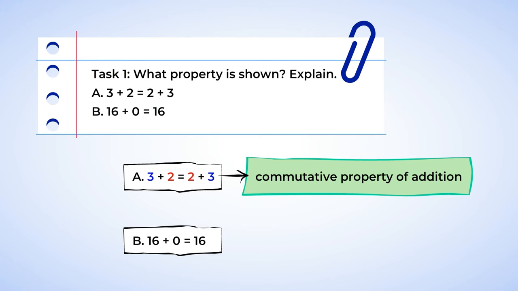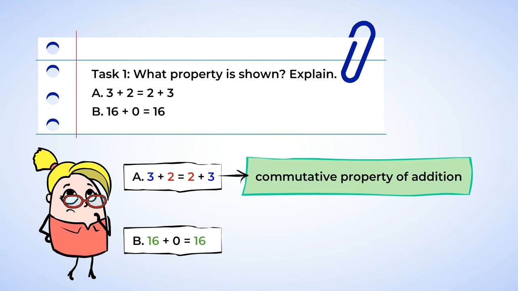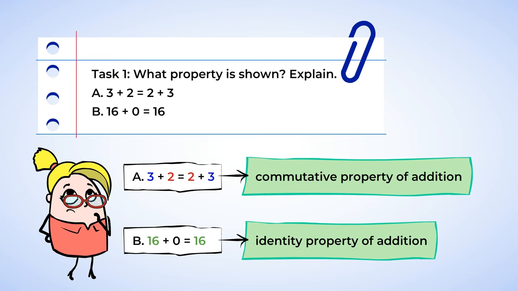Let's look at problem B. 16 plus 0 equals 16. If a 0 is an add-in in an equation, think about the identity property of addition. This is the one shown here. Why? Because adding 0 to a number does not change the original value of the number. 16 remains 16.